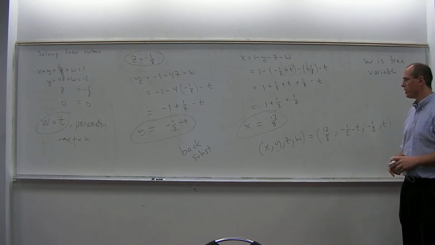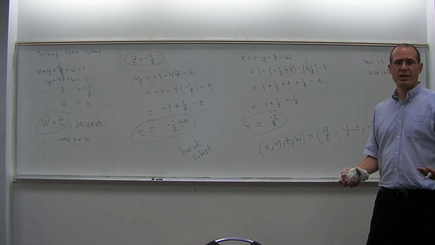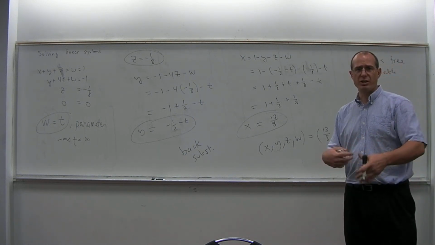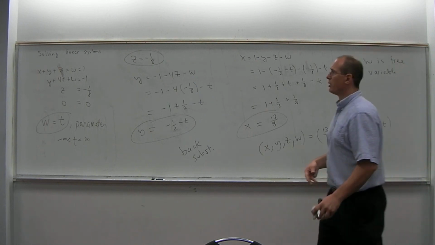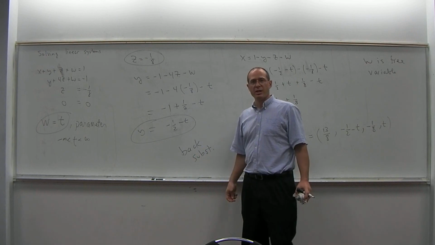Okay, so that's the solution to our linear system. We wrote down an augmented matrix, and we used Gauss-Jordan reduction to make a row echelon form, and then once we had a row echelon form, we could figure out the solutions pretty easily.